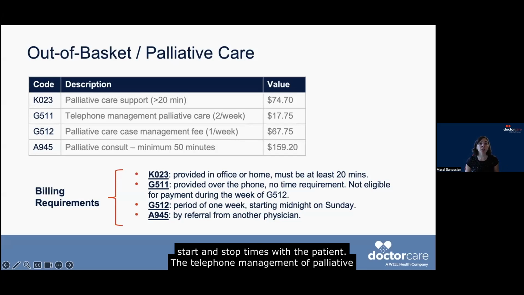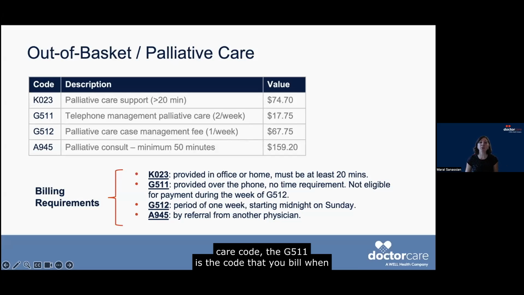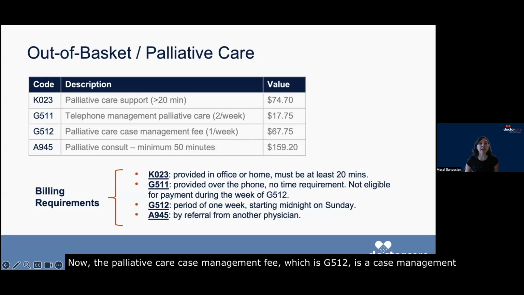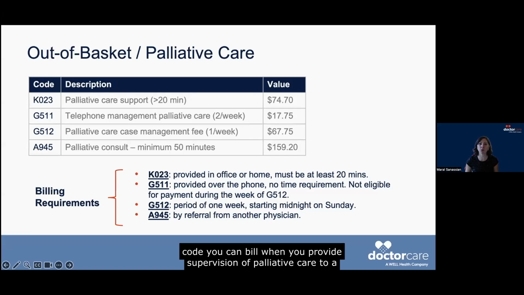The telephone management of palliative care code, the G511, is the code that you bill when providing palliative support over the phone to the patient or family. This service is limited to a maximum of 2 services per week. Now, the palliative care case management fee, which is our G512, is a case management code you can bill when you provide supervision of palliative care to a patient for a period of 1 week, starting at midnight on Sunday.